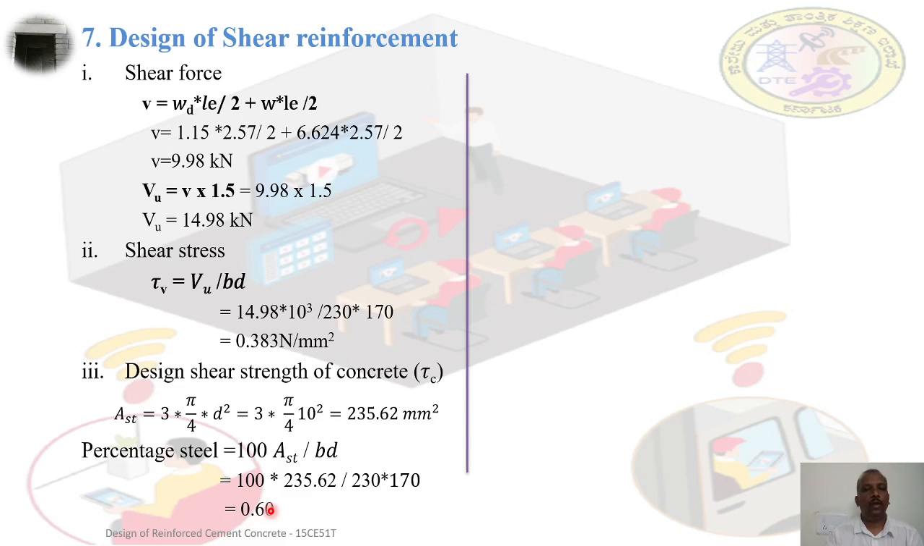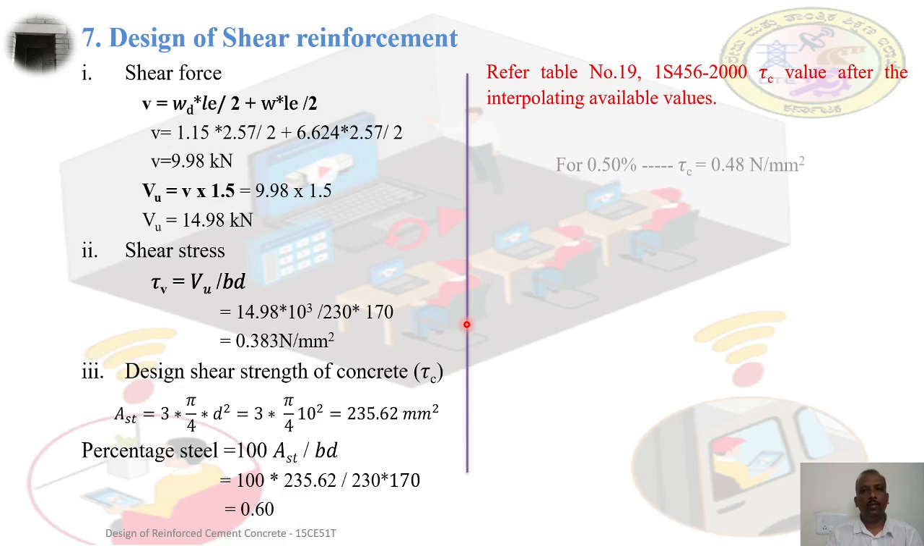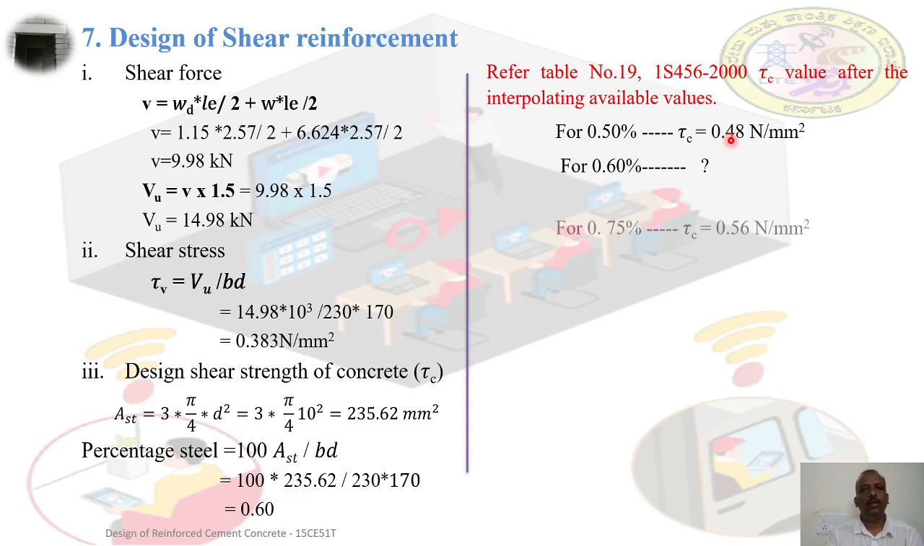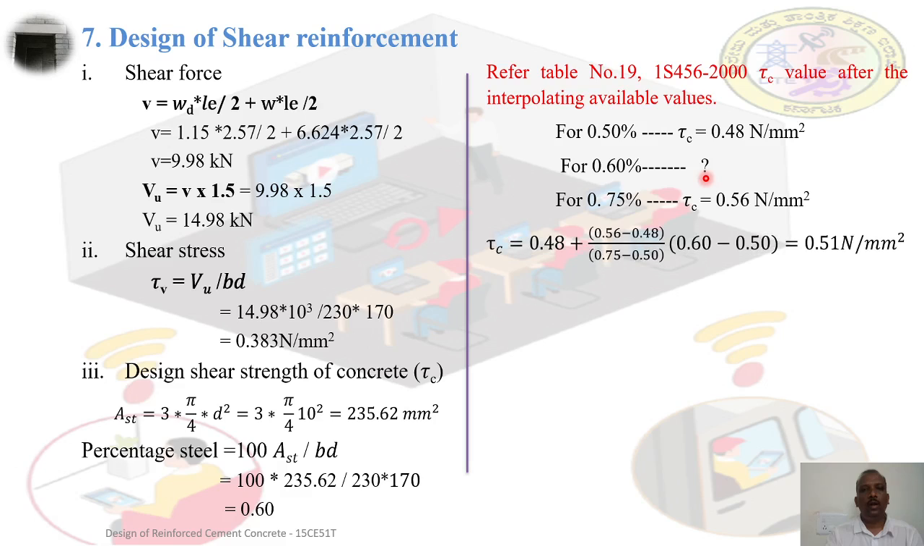Now with the help of Table 19 of IS 456-2000, we calculate the value of tau c for the percentage of steel as 0.6. From the table, for 0.5 percent tau c is equal to 0.48, but we require it for 0.6. The next value is 0.75 percent, where tau c is equal to 0.56. So 0.6 lies in between these two values, and we need to interpolate. On interpolating, we get a value equal to 0.51 Newton per millimeter square.